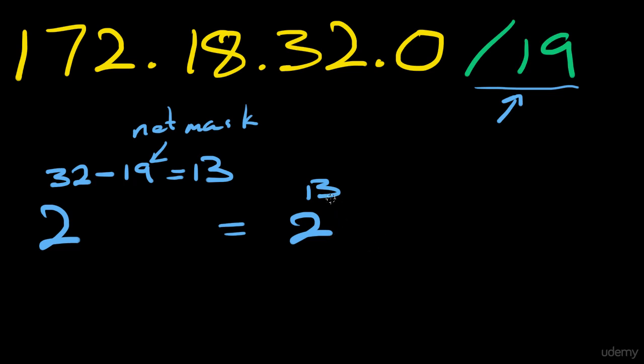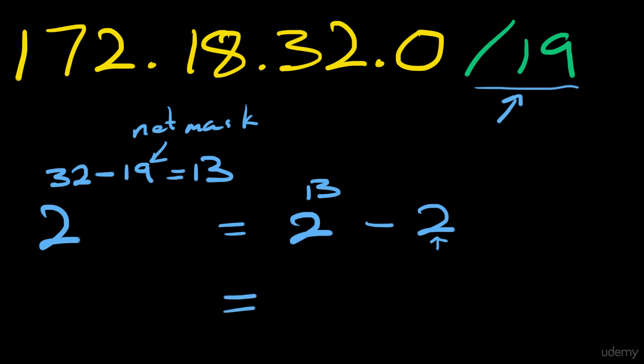2 to the power of 13 will give us all of the IP addresses that we have in this network ID. One of them will be the all zeros combination where host ID is all zeros, and the other one will be where host ID is all ones. Remember, those are not valid IP addresses, they have special meaning. One is the network ID and the other is the directed broadcast IP. So we have to subtract those two, and that's why we subtract 2. So 2 to the power of 13 minus 2 is our formula.